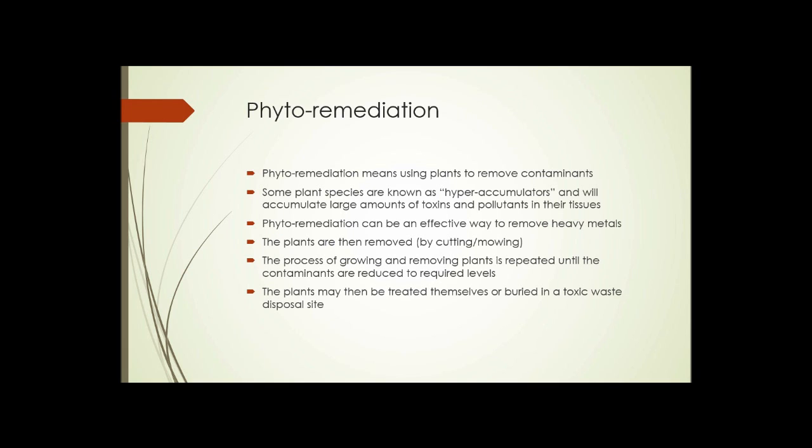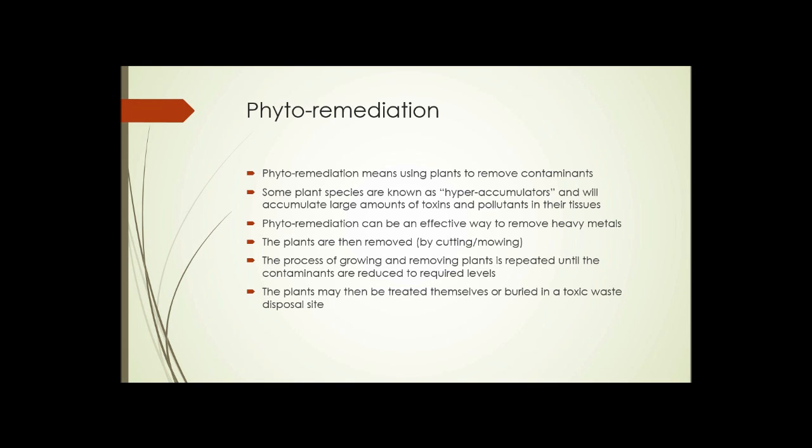First is a method called phytoremediation. In phytoremediation, plants are used to remove contaminants. Some plant species are known as hyperaccumulators. That is, they will accumulate large amounts of toxins and pollutants in their tissues from the soil. Their roots will take up these pollutants and toxins, and they will accumulate in the tissues of the plants. This is an effective remediation technique for heavy metals.